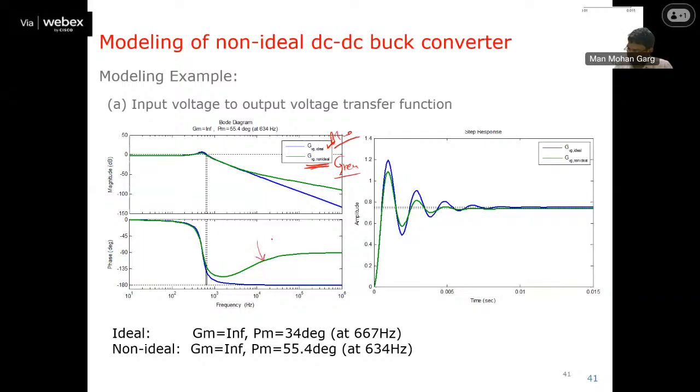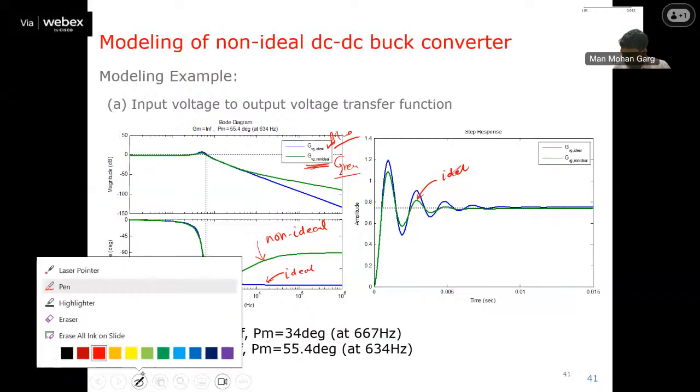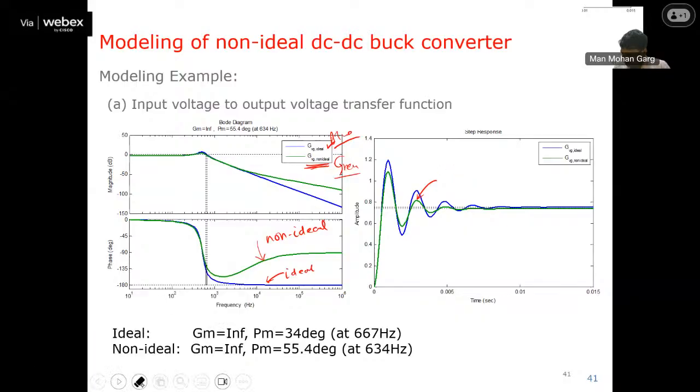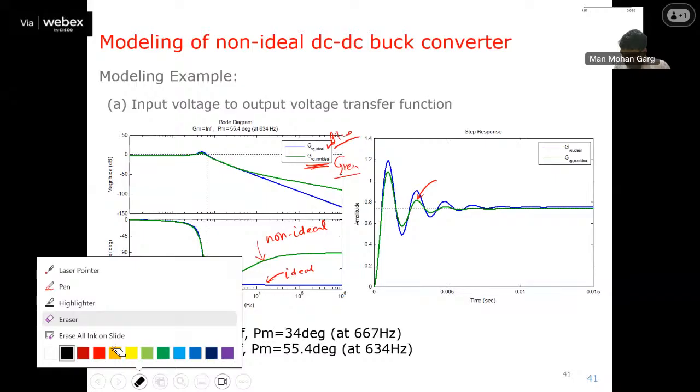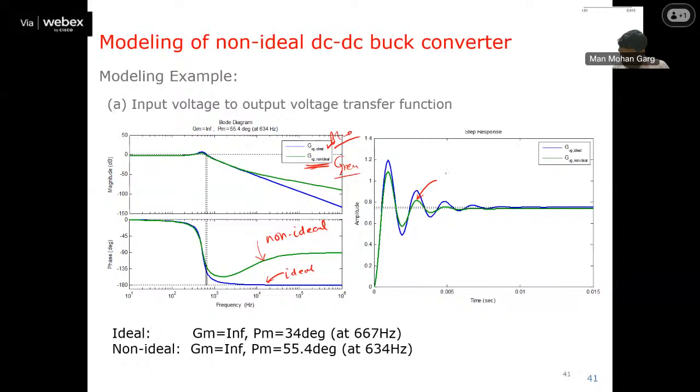So this is non-ideal and this is ideal. Similarly, this green one, this is ideal. Sorry, I wrote wrong. So this green is non-ideal, and this blue is ideal. What we see, if we do its analysis, is the phase margin and its crossover frequencies, etc.